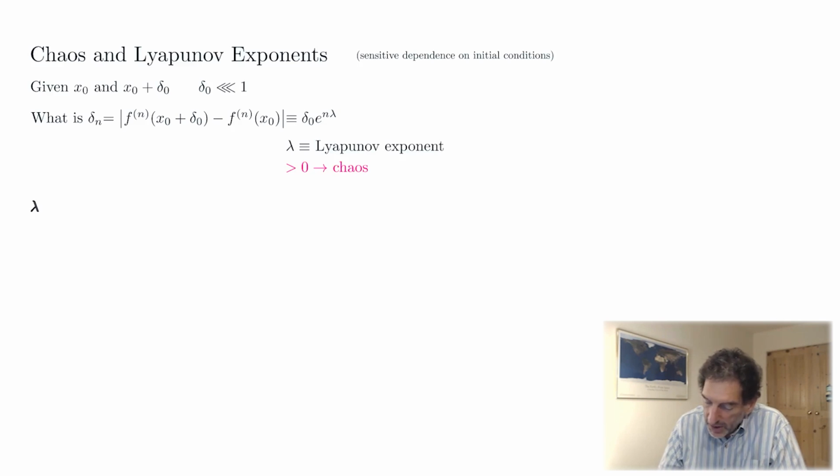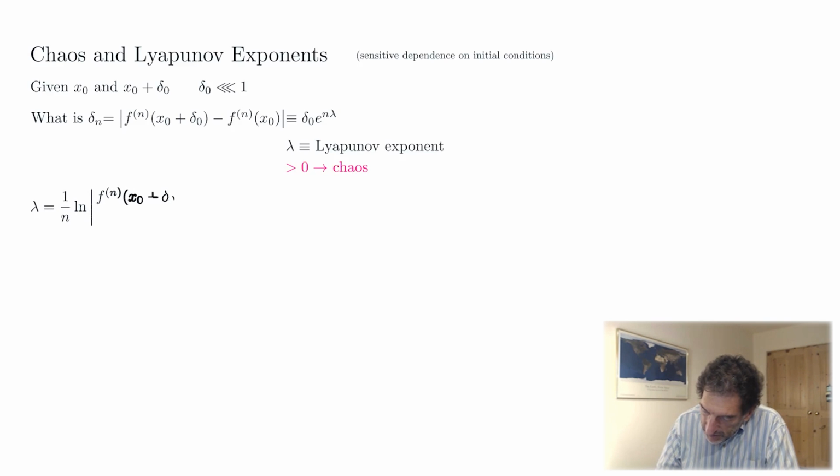So lambda, so I take logarithms of both sides of the equation, I get 1 over n logarithm of absolute value of fn of x0 plus delta 0 minus fn of x0 divided by delta 0. But this, in the limit as delta 0 goes to 0, is nothing more than the definition of the derivative. So this is 1 over n logarithm the absolute value of fn of x0 prime.